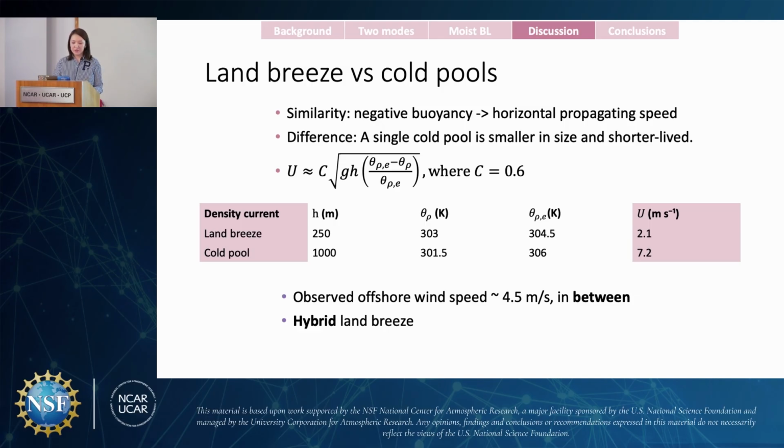Here we use the results from the simulation and use this classic budget method to estimate their horizontal propagating speeds. The land breeze here has an estimated speed of around 2.1 meters per second, and the cold pools can propagate at around 7.2 meters per second. In the results, our observed offshore wind speed is around 4.5 meters per second, just in between. So this is why we propose this hybrid land breeze hypothesis.